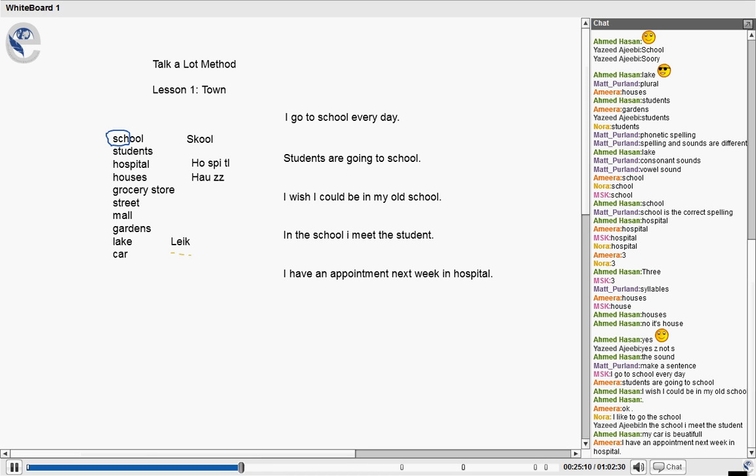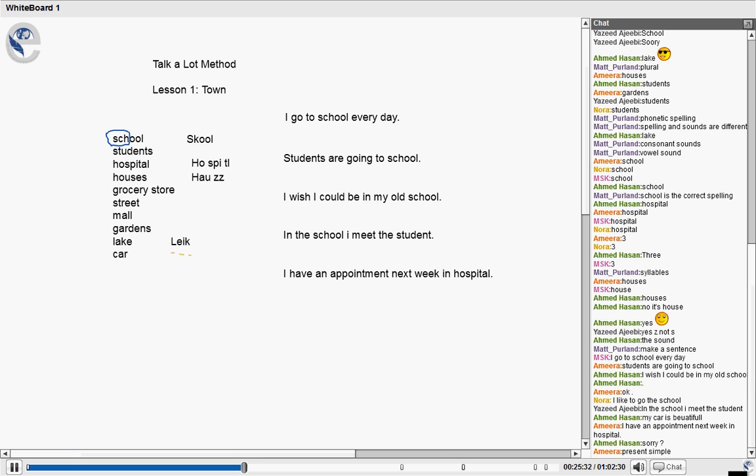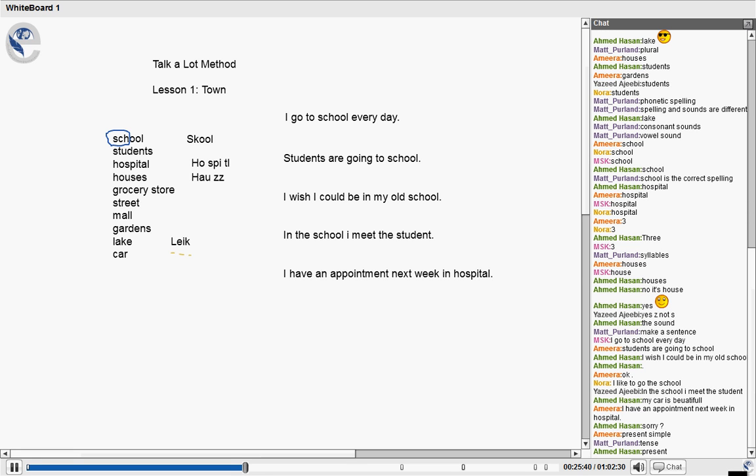So, first sentence, I go to school every day. I go to school every day. What is the tense in the sentence? What tense is it? What time is it in the sentence? Verb form. Okay, present simple, Amira's got it. Yes, present simple for regular action. I go to school every day. Okay, good.